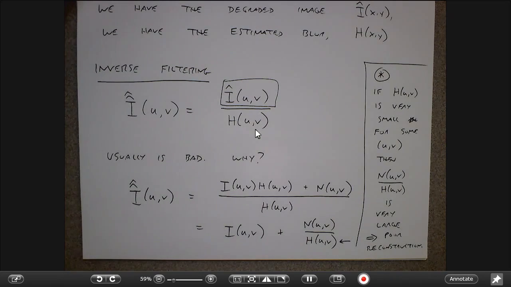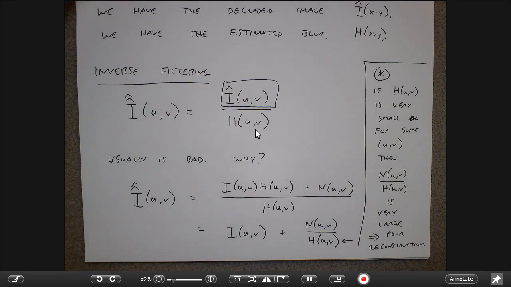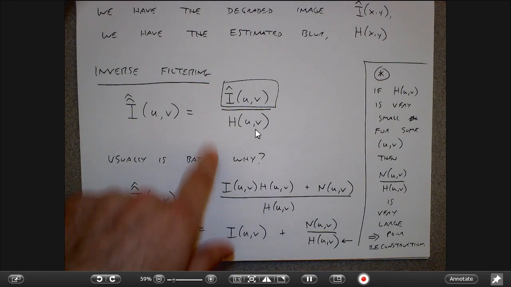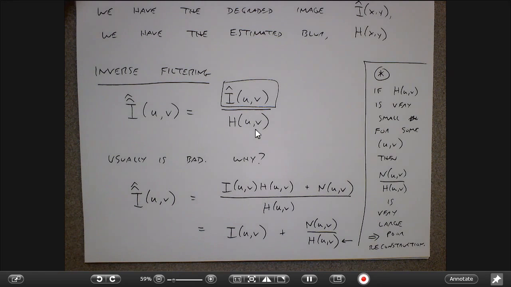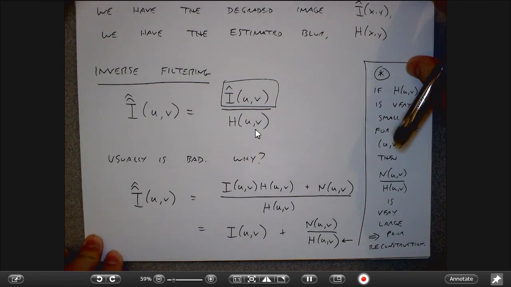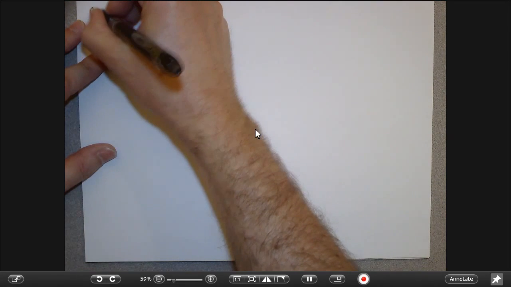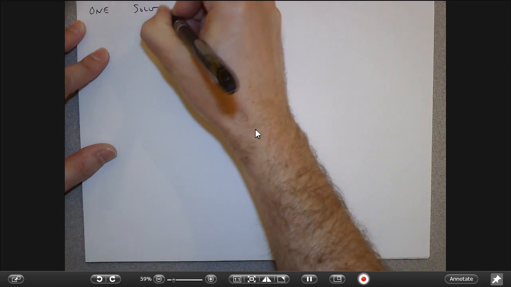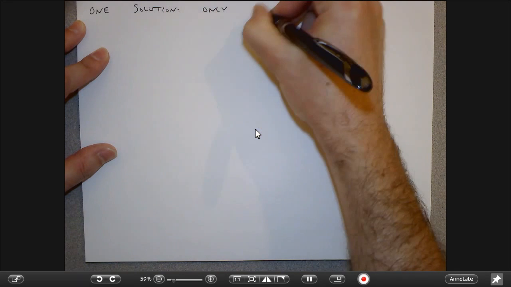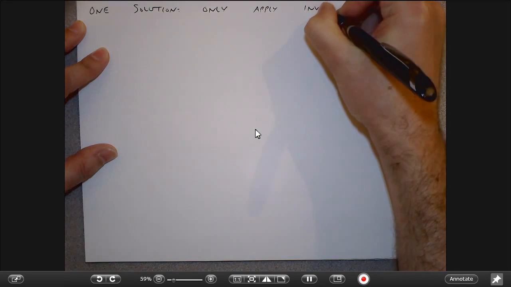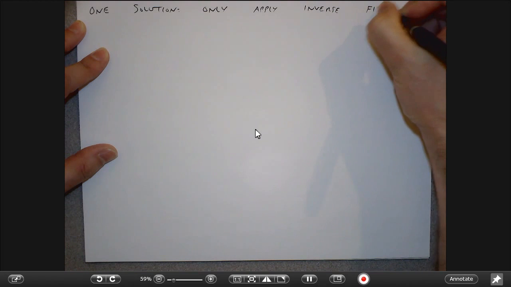So there are some ways we can attempt to mitigate this issue. So one is to say, for example, okay, I'm only going to apply this filter in places where I think the filter has some sort of content to it, right? Close to low frequencies. And so one possible solution is only apply the inverse filter for low frequencies.